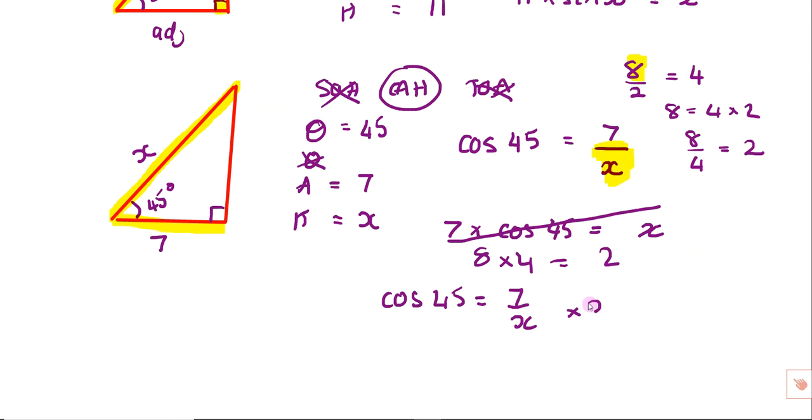So what I do first is times by x to get rid of the divide by x, and you times by x on the other side. So I get left with x times cos 45. Yes, and then you cancel out the cos 45.